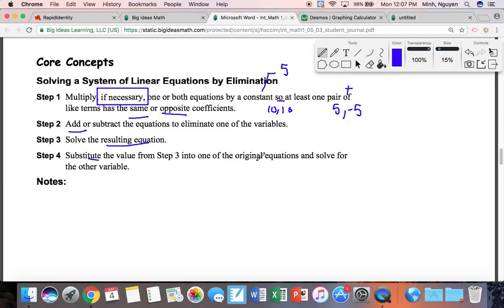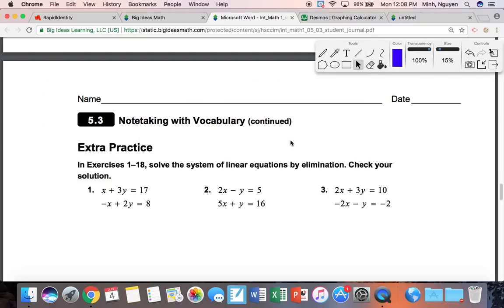So it says add or subtract to eliminate, solve the resulting equation, and substitute the value from step 3 into one of the original equations. One of the original equations, it does not matter which original equation you use. It just says one of them. Okay, so that's it. We'll go into more examples.